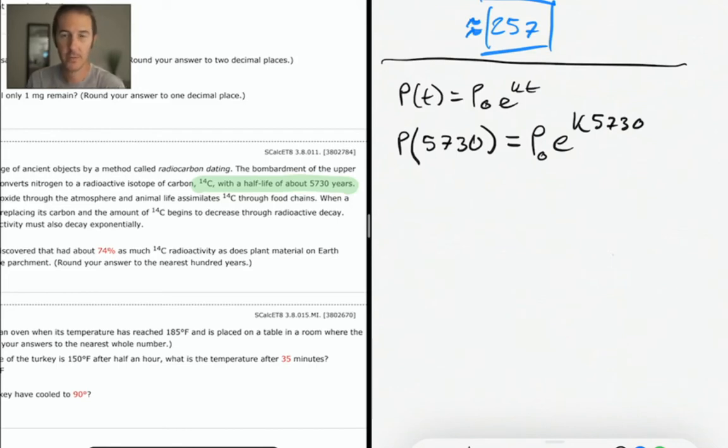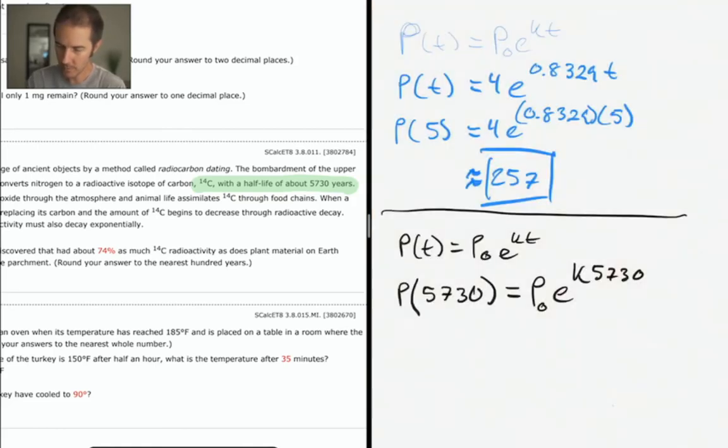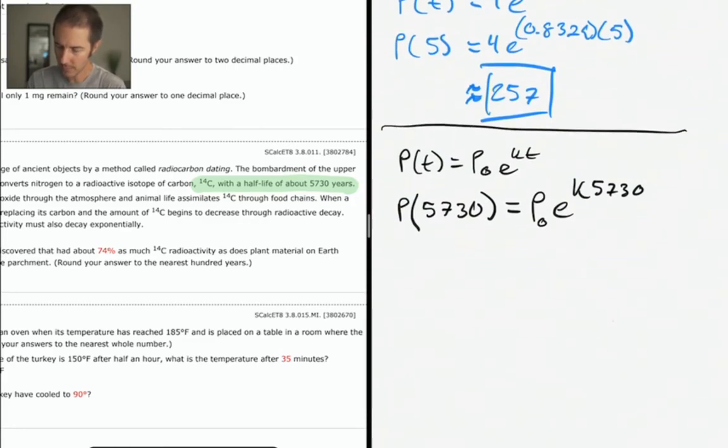Here's what saves us. Can I zoom out on this? Oh no. Really? I can't zoom out. Terrible.